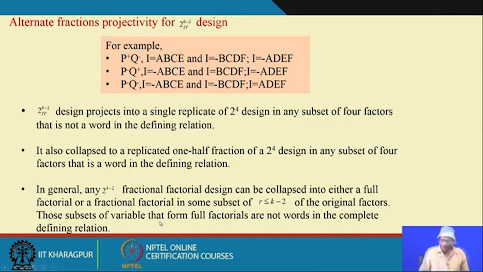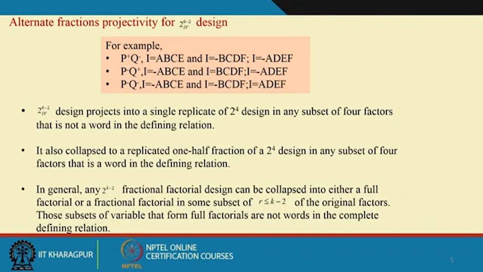Okay. So that means when you have a fractional factorial design, you will get two kinds of projectivity: one with the full factorial with respect to the basic design, for resolution 4, the 4 factors, if those factors are not included in the defining relations. And if some of the factors are included in the defining relation, then for those it will be the 1 half of the 2 to the power 4 design in this particular case. In case of 2 to the power k minus 2, this is also similarly true.